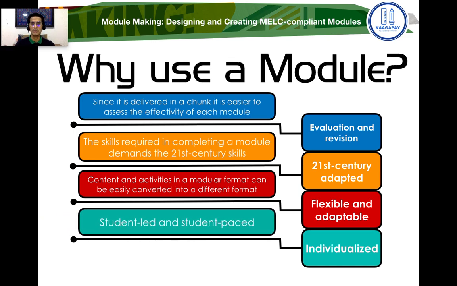Okay, so since it's packaged, it can be digested and consumed by our students, or used by our students in their own pace, in their own choices. So mataas, it's a student-led, student-paced approach. So again, going back to 21st century, you can't go any more 21st century than that.